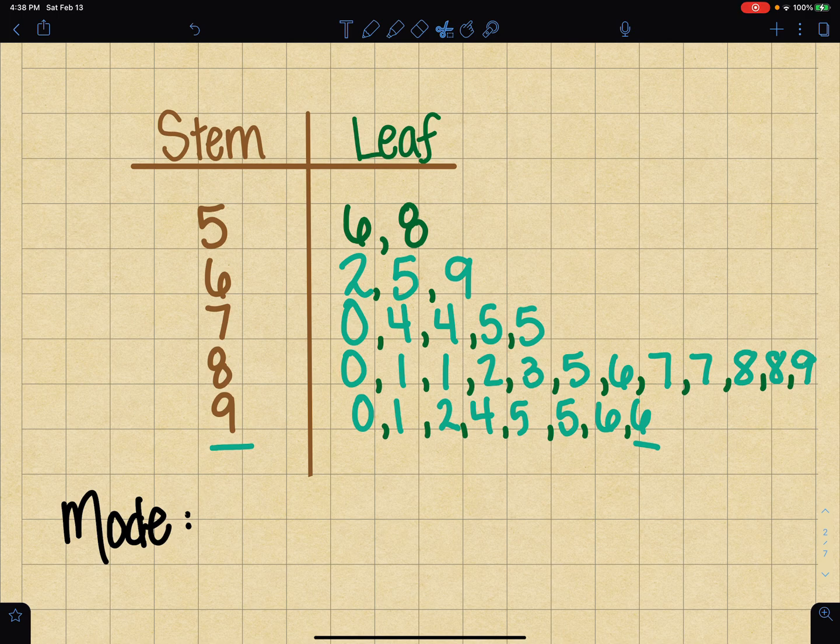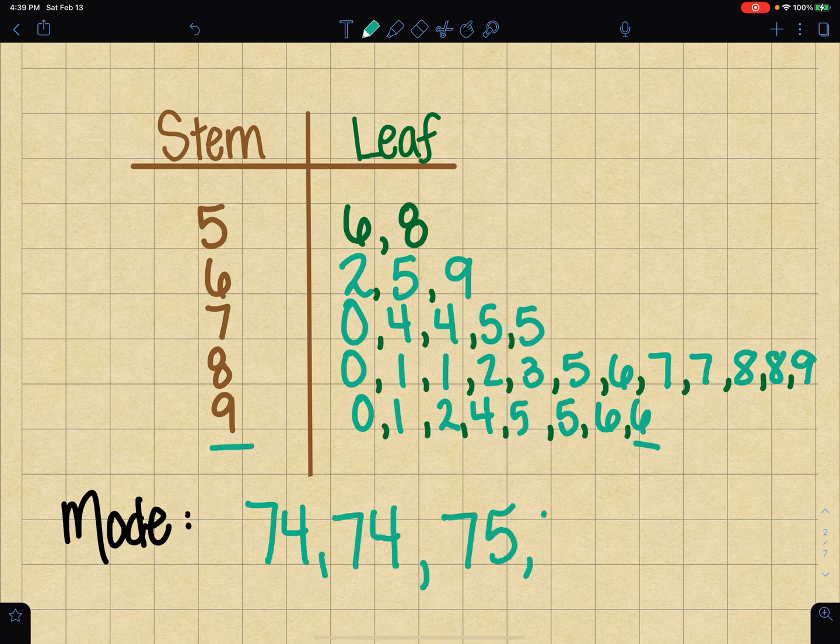So I want to look at some repeats. So if it is a repeat, it would have to be on the same row. So a 4 and a 4, because that's 74 and 74. But if there's a 4 on this row, it would be 64, so that's not the same. But if it's the same number on the same row, so there's two 74s. All right, so let me write that down. There's 74 and a 74, and there's a 75 and a 75.